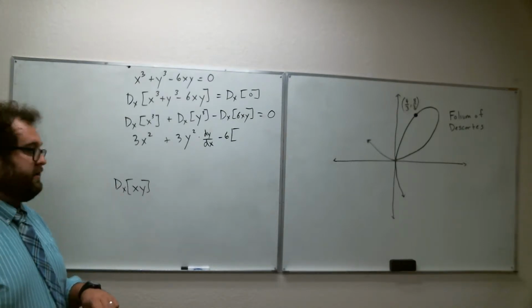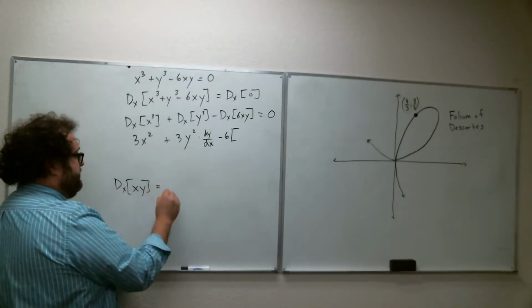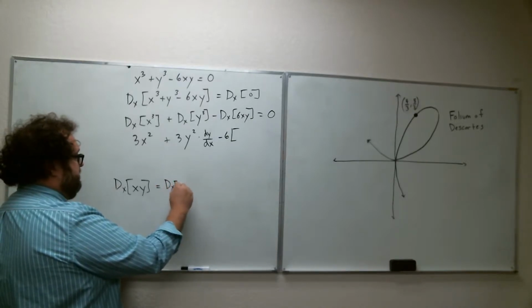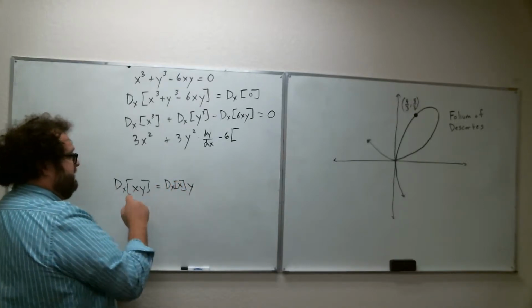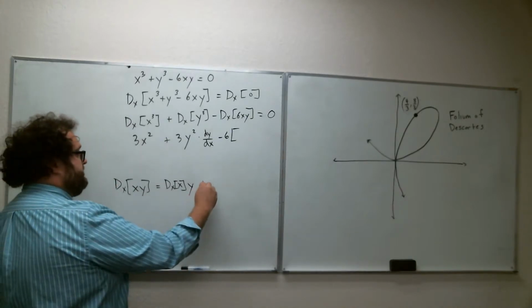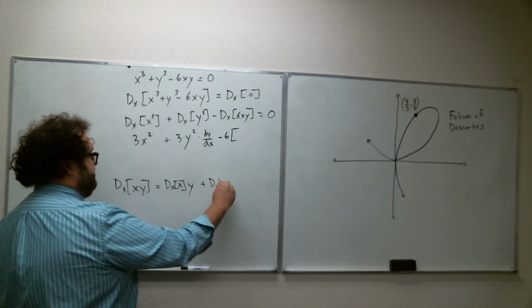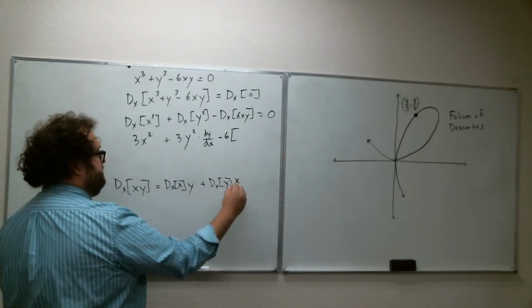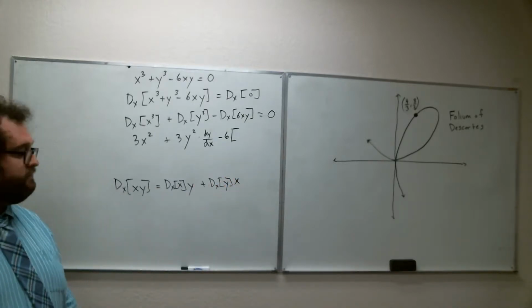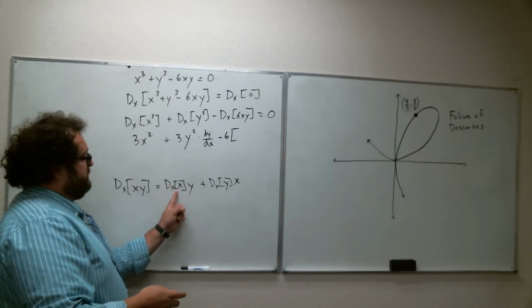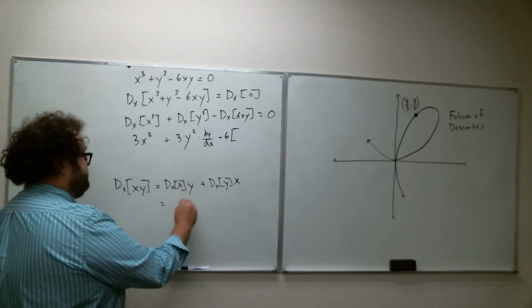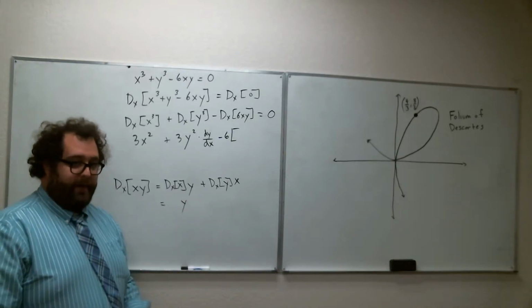Okay, so the product rule says you take the derivative of the first one, so that's the derivative of x times the second function, plus the derivative with respect to x of the second function times the first. That's the product rule. But, okay, the derivative of x with respect to x is just 1. So that's just 1 times y, or y.